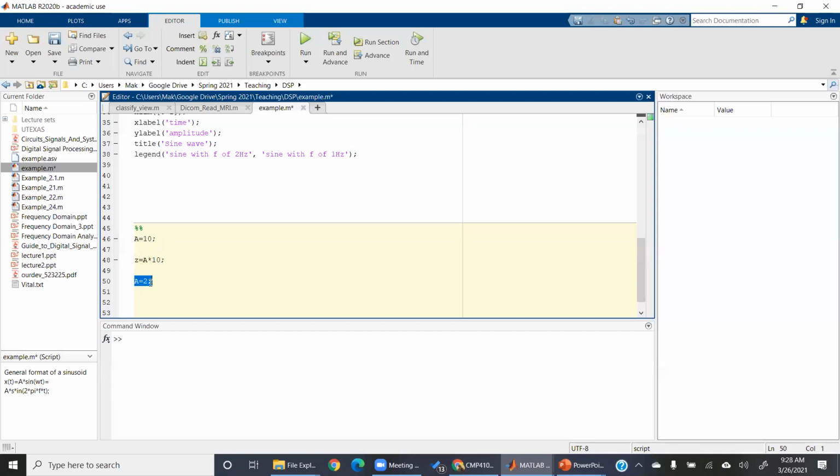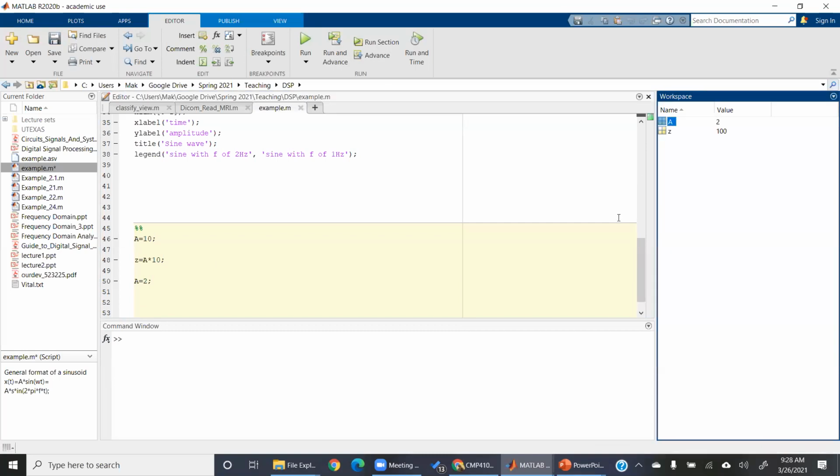If you declare it again, it means you're using the same variable name, meaning you're using the same space in memory, meaning you're going to overwrite the current value of A. So if I run this, look at what's in your workspace. The final value of A is going to be 2.